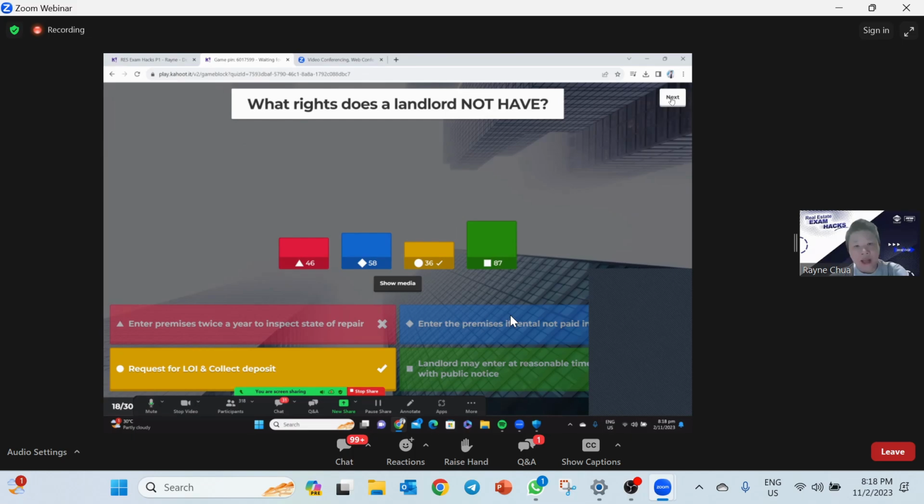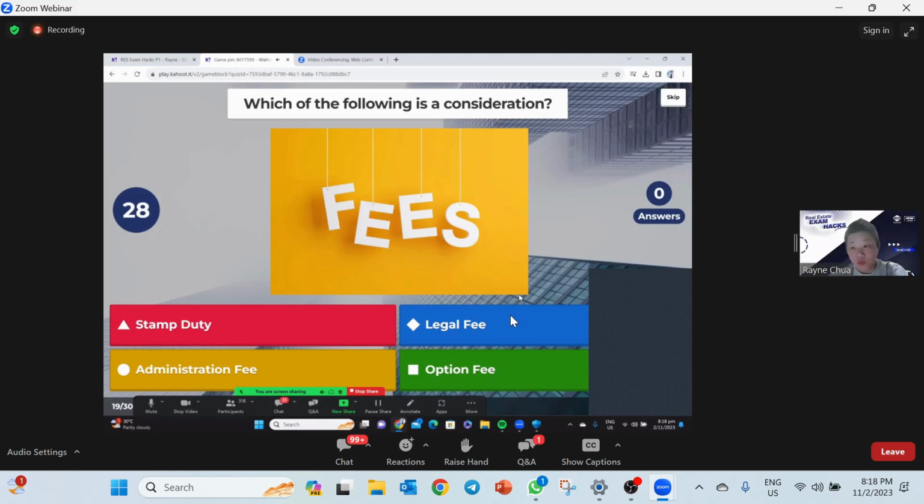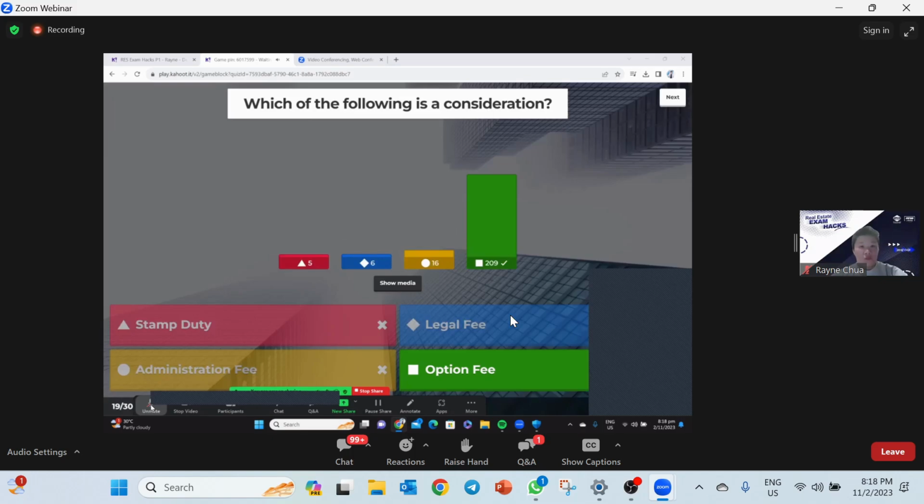Let's move on. Which of the following is a consideration? Most of you got the correct answer. For an offer to be considered, there must be some form of fee, and we call this fee the option fee. As simple as that. When you give an offer, it will also come together with a fee, and the fee is called the option fee.